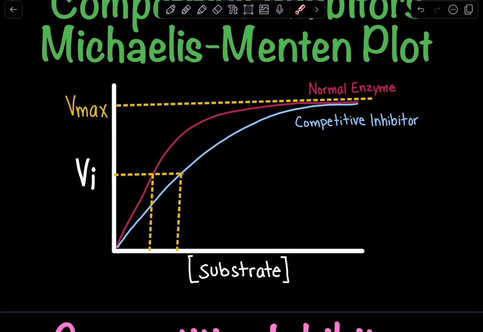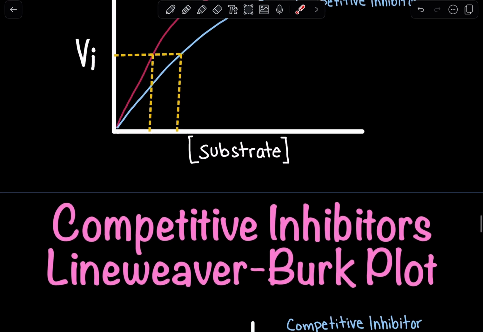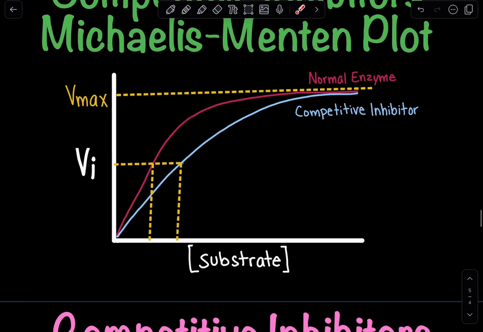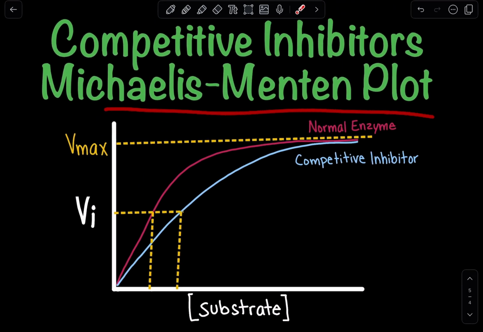The problem with a Michaelis-Menten plot is that we cannot easily distinguish whether an inhibitor is competitive, non-competitive, or uncompetitive because the plots look relatively similar to one another. That is why we use a Lineweaver-Burk plot, because it can help us easily determine whether we have a competitive, uncompetitive, or non-competitive inhibitor.